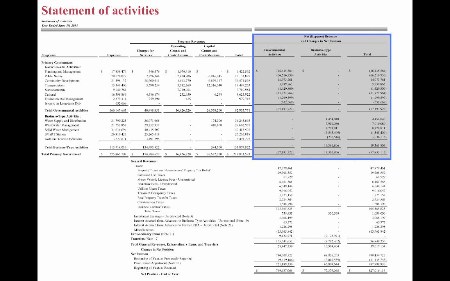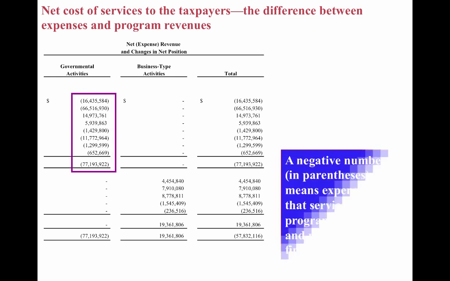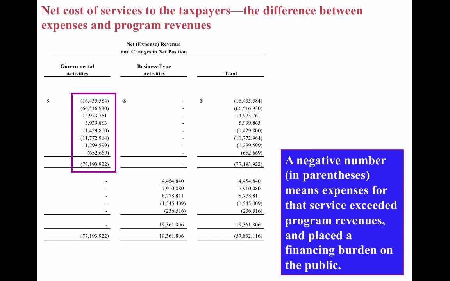And that brings you to the upper right-hand corner of the statement of activities, which is the net expense and revenue section. And that's where you're seeing the difference between the cost, the expenses, and the resources that are generated by those activities themselves, so that you end up seeing a number that tells you the degree to which these activities are self-financing, or vice versa, the degree to which they are dependent upon tax revenue and other general revenues to be financed.